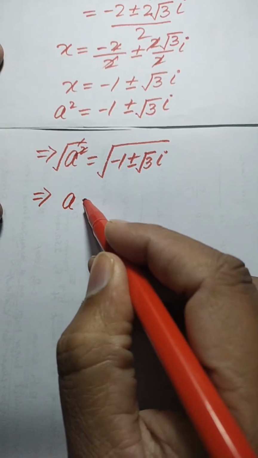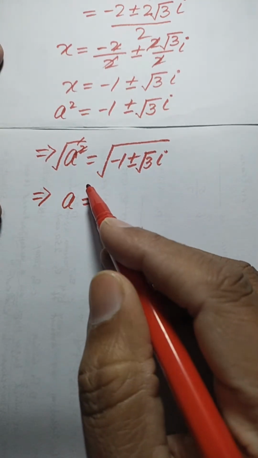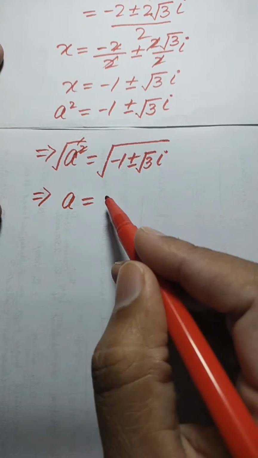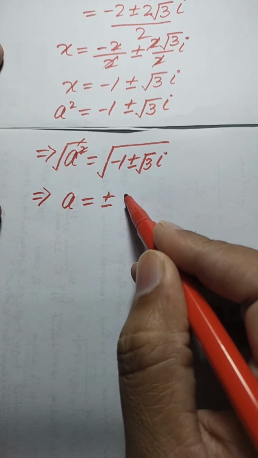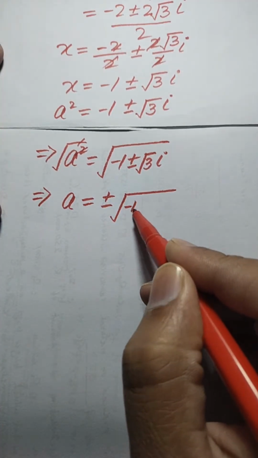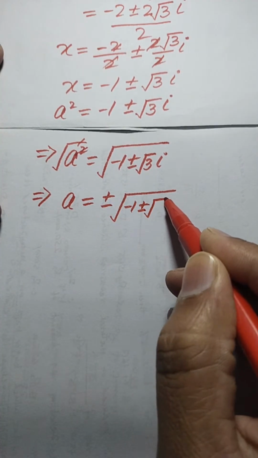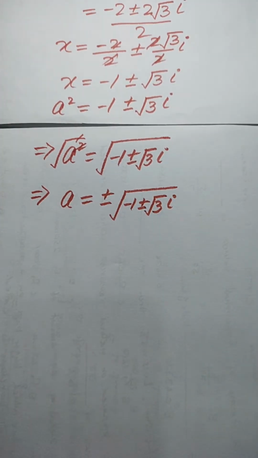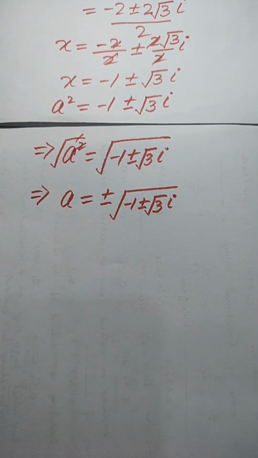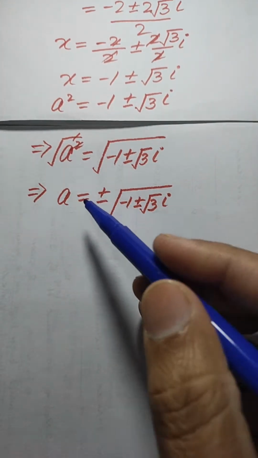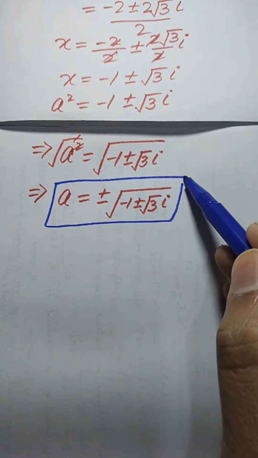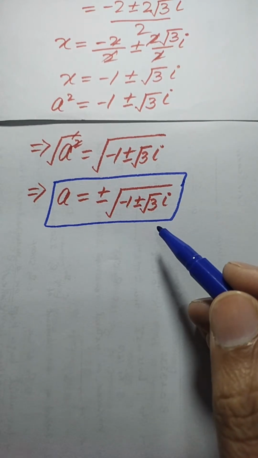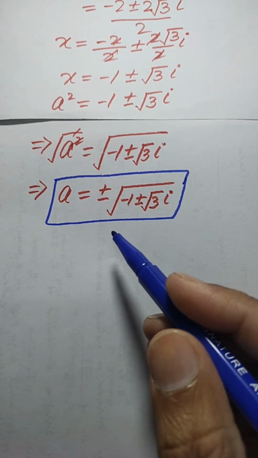We get a is equal to, and you also know that when we apply a square root on both sides, we write a plus minus sign. So we get a equals plus minus the square root of minus 1 plus minus square root of 3 into iota. These are the roots, because you see the plus minus sign lies on 2 terms, which means these are the 4 roots.